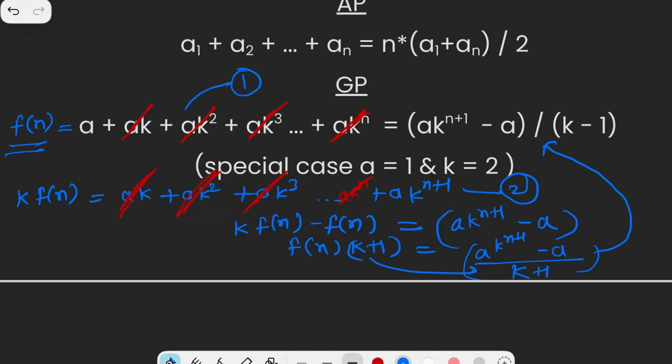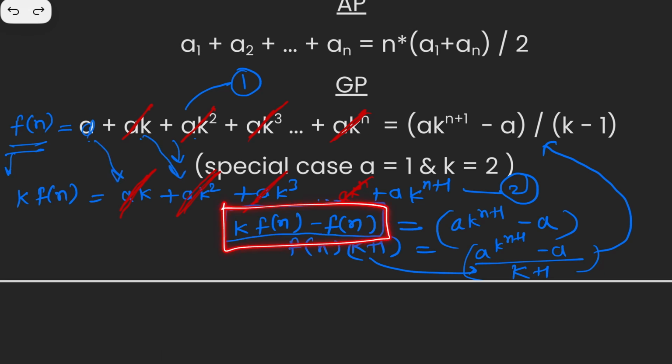We just wrote f of n as a plus ak squared and so on. Then you multiply the left hand side by k and you multiply the right hand side by k. So now this a will become ak. This ak will become ak squared. Then you do a simple subtraction, right? K into f of n minus f of n.